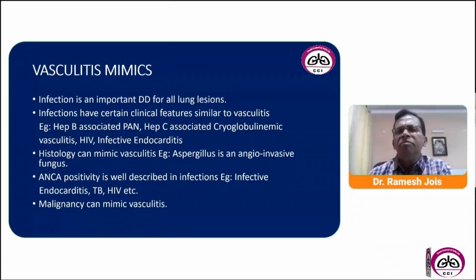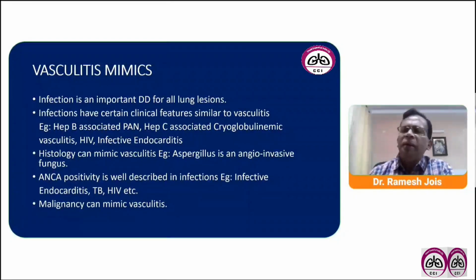There are many conditions that mimic vasculitis, and infection is one such thing. Infection and vasculitis have different types of connections. Infections have certain clinical features which are similar to vasculitis. For example, hepatitis B can present like polyarteritis nodosa, hepatitis C can present as cryoglobulinemic vasculitis, HIV is a great mimic of everything, and infective endocarditis can present with vasculitic lesions. There are certain histological features that mimic vasculitis, so you have to be careful. For example, Aspergillus and Mucor are both angio-invasive fungi, and if proper fungal stains are not done on a histological specimen, the diagnosis can be missed, and you might just see vasculitis on this specimen.